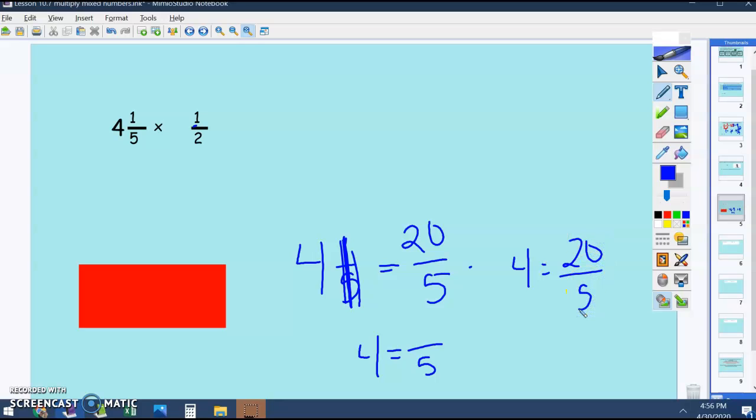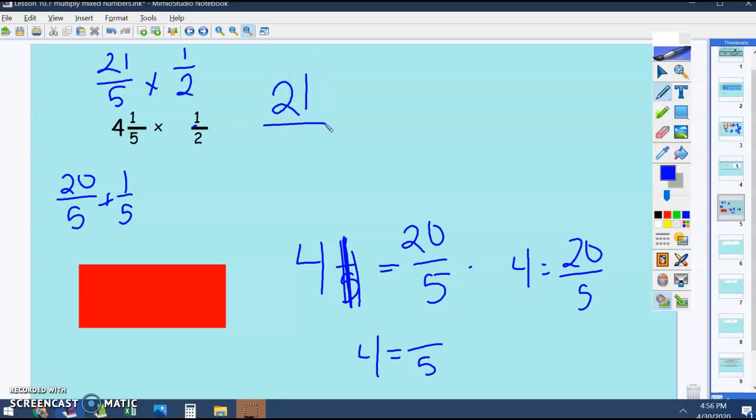But I also have this 1/5 right here that I have to remember to add to it. So this 4 and 1/5 is really the same as 21/5. And then I'm going to multiply this. Is this an improper fraction? Nope. So all I have to do is leave that the same.